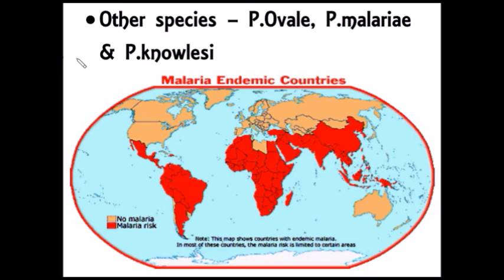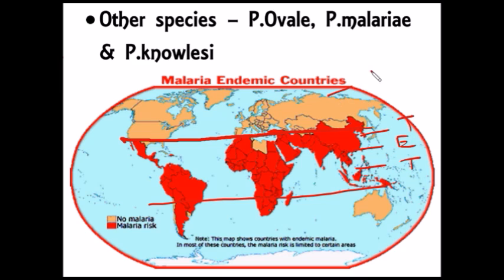In this image, if you see, the red shaded regions are areas where malarial incidence is very high. This is the equator region and this is the tropical region. What about polar and subtropical regions? Polar and subtropical regions are least affected by malarial incidents.